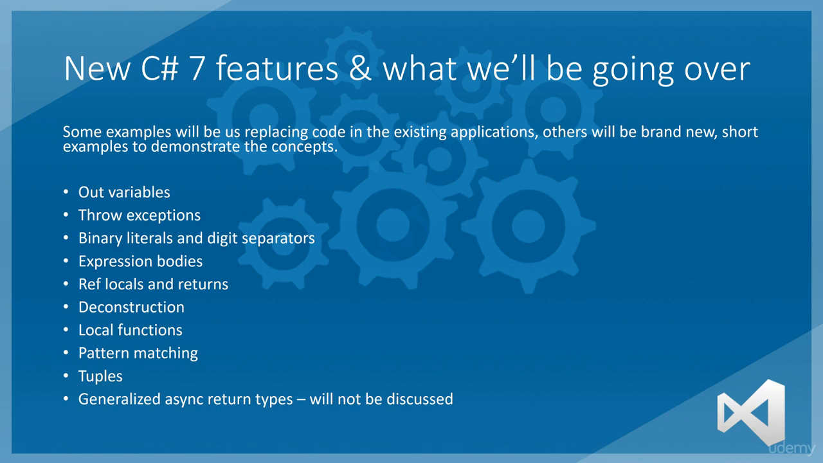There's a list here, and there's actually a few more, but these are the core ones that we'll be going over. There's actually one that I will not be talking about, and I'll tell you why in just a second. But this is the list. This is the core updates that have been done to C# 7.